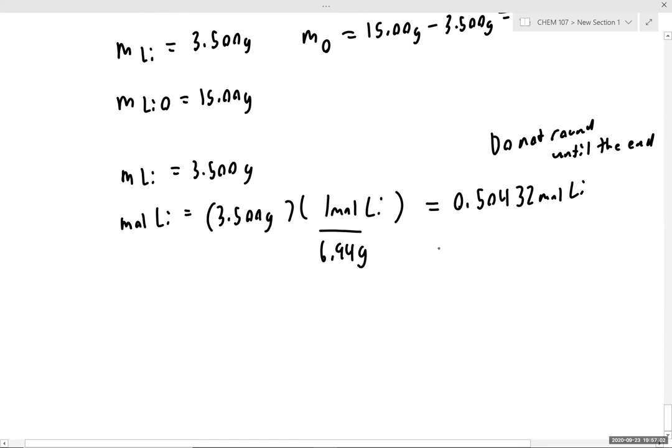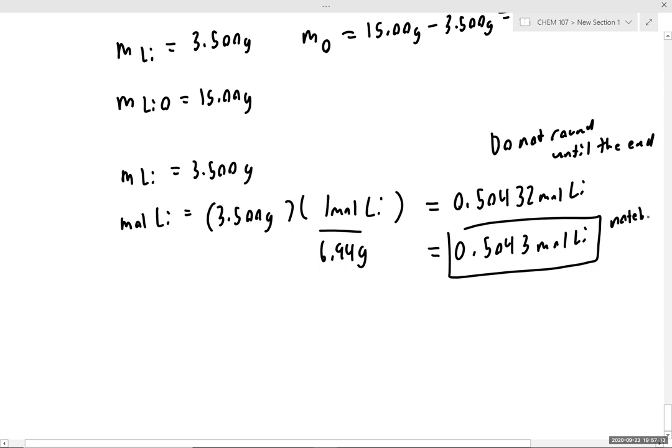But when you're reporting your final answer in your lab notebook, then you round following sig fig rules. So this is what would go in your notebook, but this top number is what you'd use for your calculations. Does that make sense? Yes. So you don't round until the end, but you round when you're writing down your final answer in your notebook.